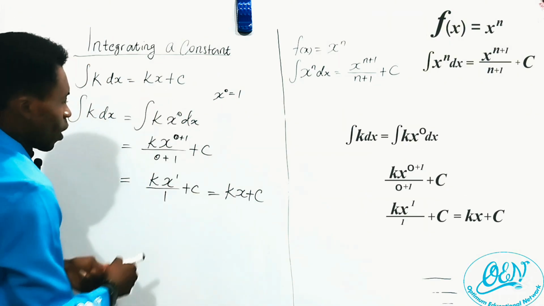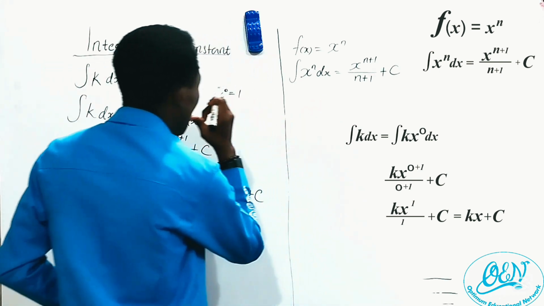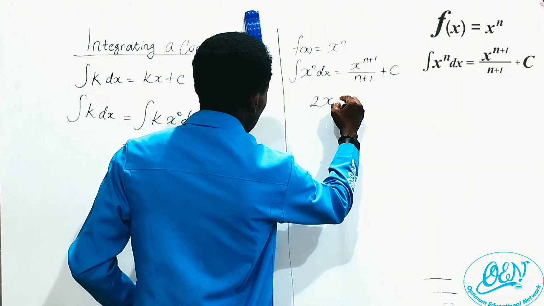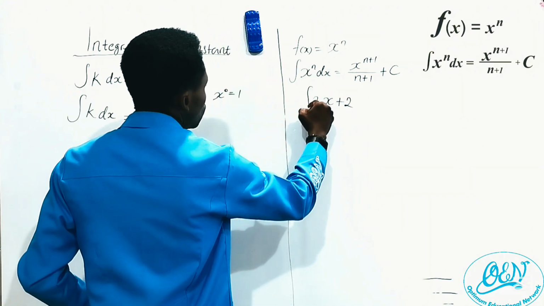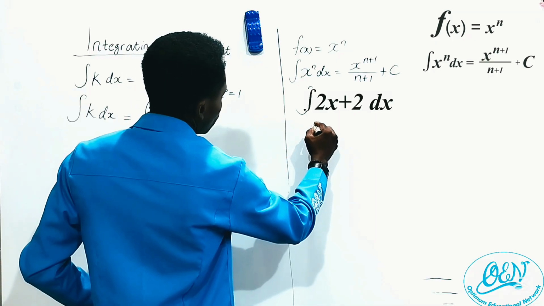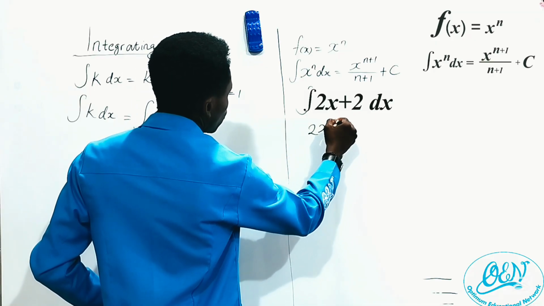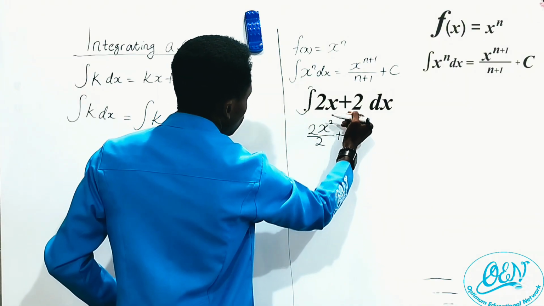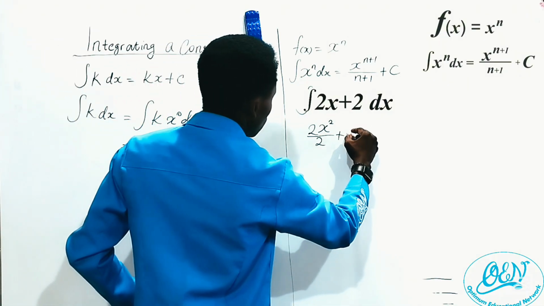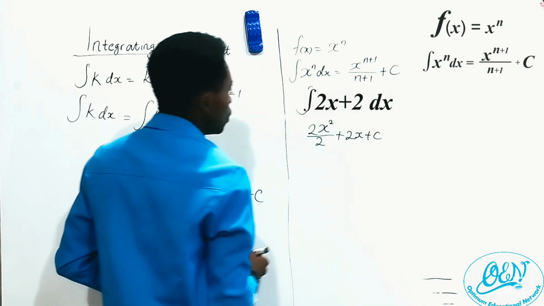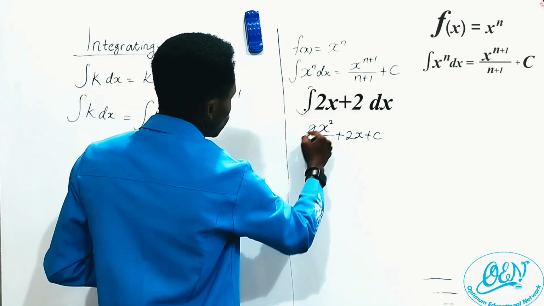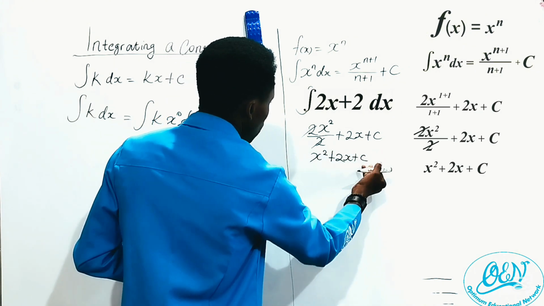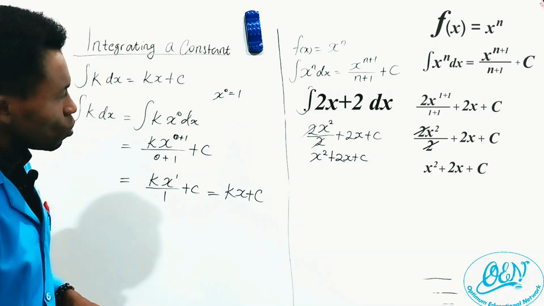Now if we want to find, for example, a function such as 2x plus 2, we want to integrate this function, we're going to have 2x squared, increasing the index of the function by 1, over 2, plus, this is a constant, which is this 2x, plus c. Of course this cancels out this, so we'll have x squared plus 2x plus c. I obtained a full quadratic expression.